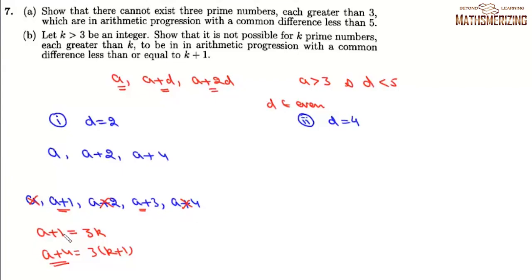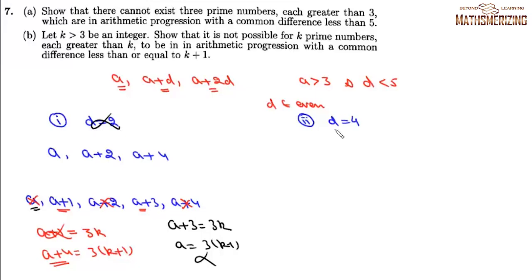So a plus 1 cannot be a multiple of 3. Now we consider a plus 3 to be a multiple of 3. Then we can write this a as 3 into k minus 1. In that case, this a will be a multiple of 3, which again is not possible since a is a prime number. That means the value of d cannot be 2.